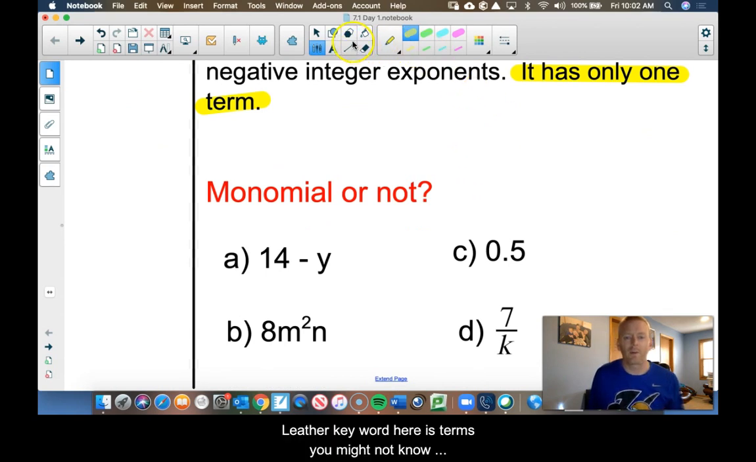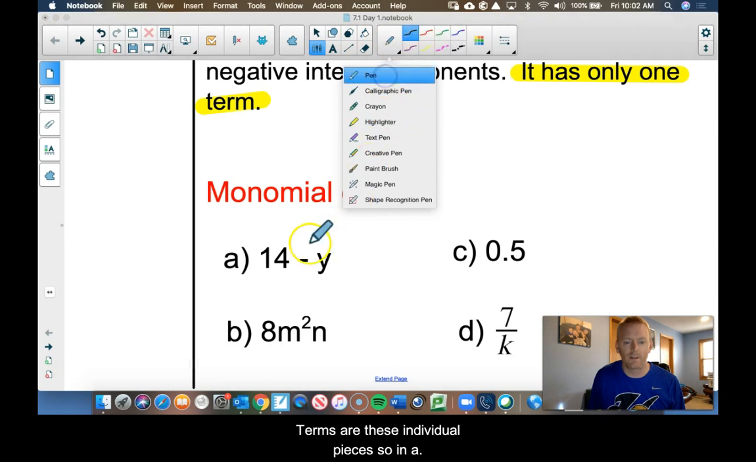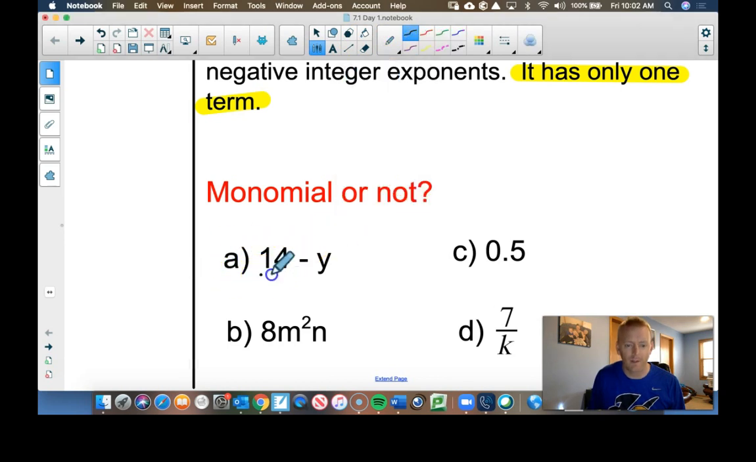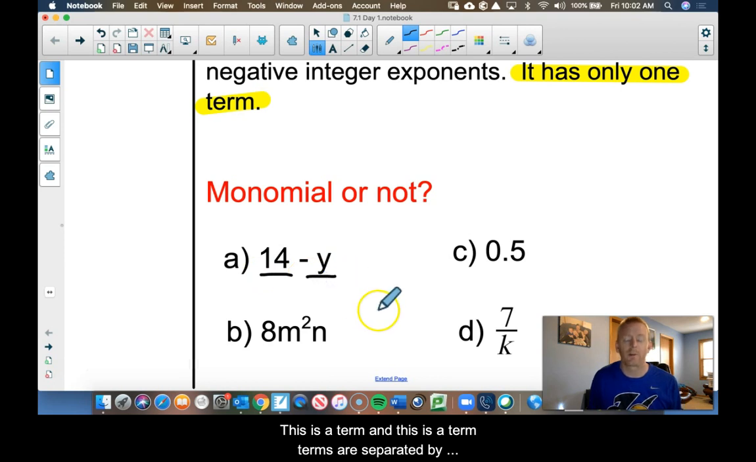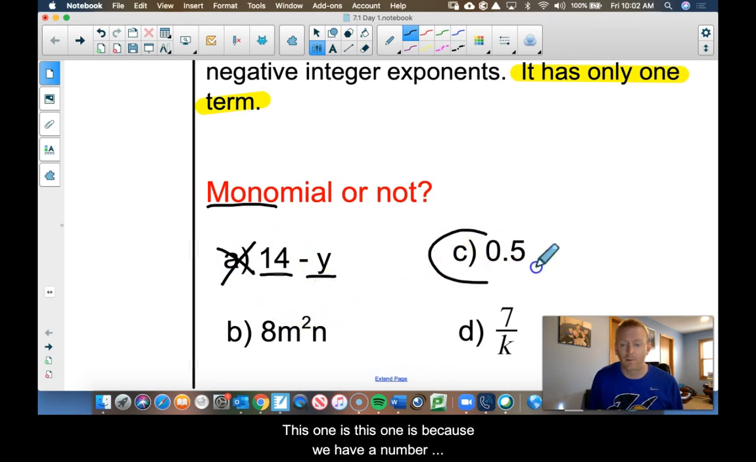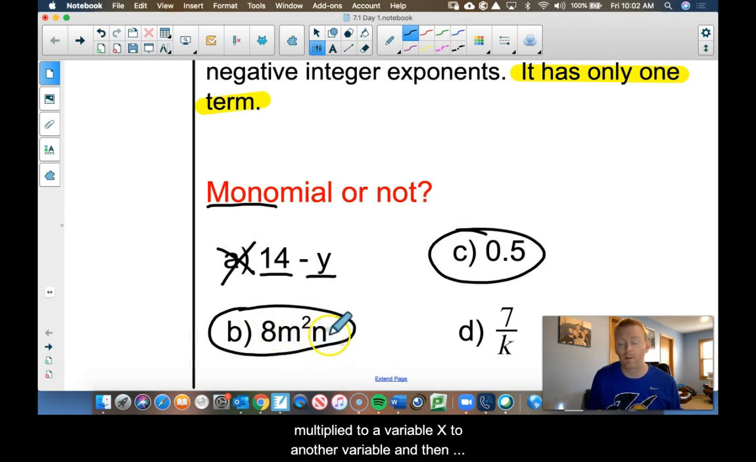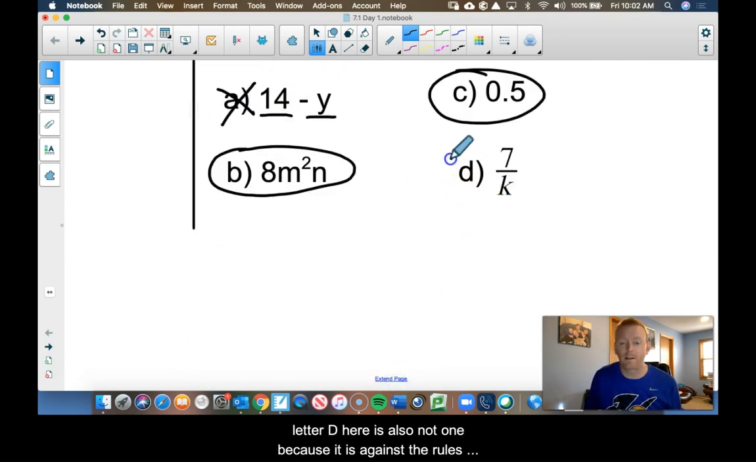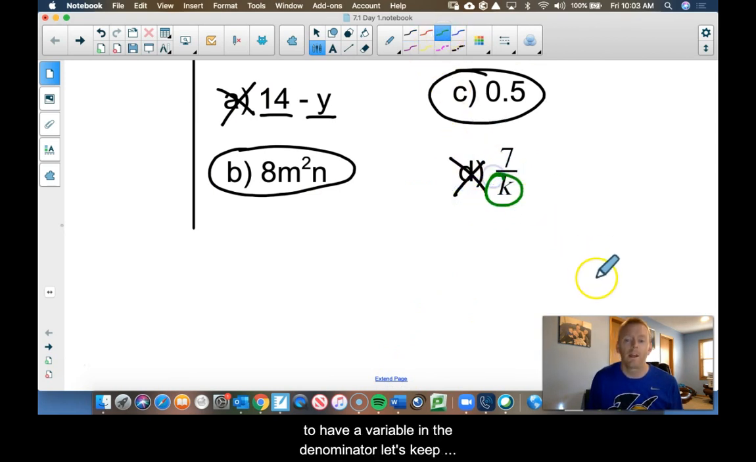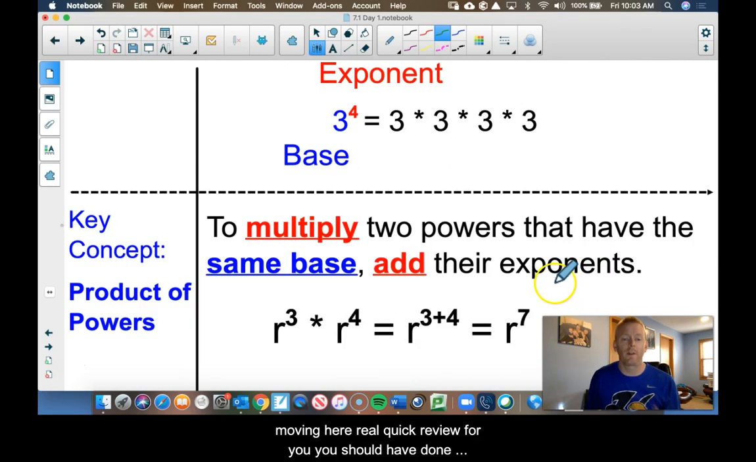So another key word here is terms. You might not know what terms are. Terms are these individual pieces. So in A, this is a term and this is a term. Terms are separated by pluses and minuses. So this one has two terms. Monomial means it's one. So mono is a one. So this one is not a monomial. This one is because we have a number multiplied to a variable multiplied to another variable. And then letter D here is also not one because it is against the rules to have a variable in the denominator. All right, so let's keep moving here.